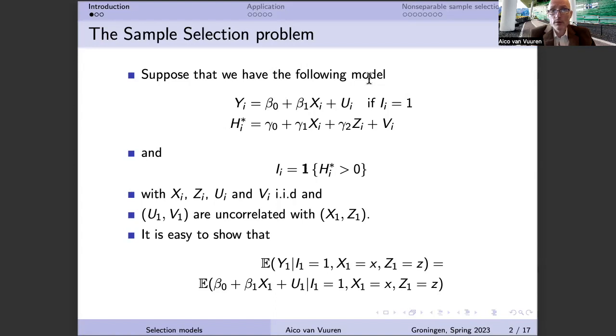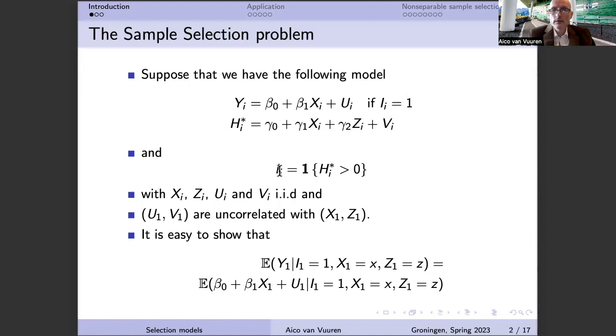So even though this relationship might be interesting for everybody that we have in our population, we can only observe y_i at the moment that another random variable I is equal to 1. x_i is always observed, as well as I, and the same is actually true for z_i that we have here in the second equation. Talking about that second equation, it has h_i star at the left hand side, which is actually an unobserved variable. And at the right hand side we have gamma 0 plus gamma 1 x_i plus gamma 2 z_i plus v_i.